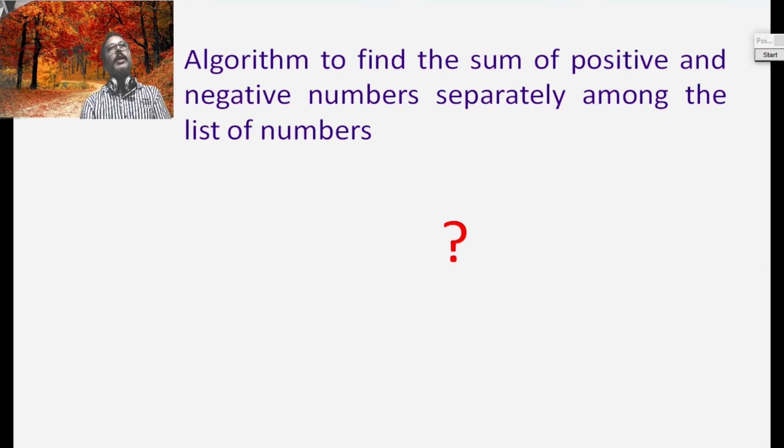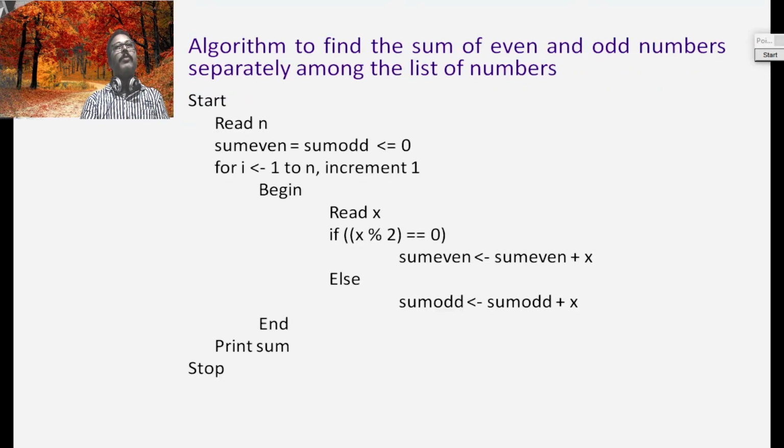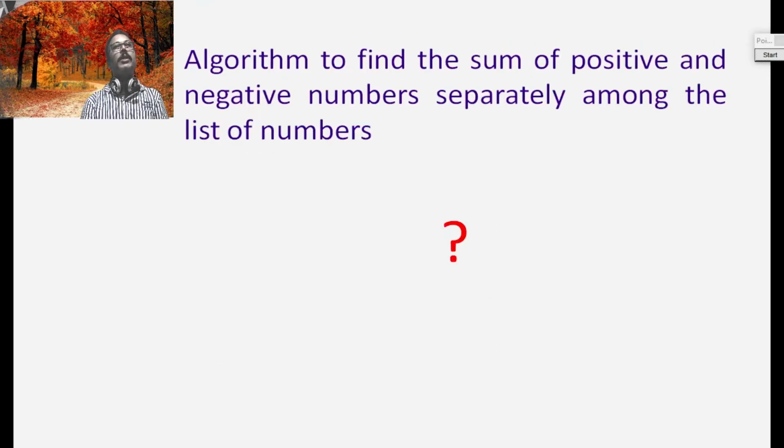The algorithm to find the sum of the positive and negative numbers separately among the list of numbers. Here we found the sum of even and odd numbers, but now we are trying to find the sum of positive and negative numbers. Similar logic, but instead of checking whether it is even or odd, you check whether it is positive or negative. If it is less than 0, then it is negative. If x is positive, add to sum positive, else sum negative equals sum negative plus x.